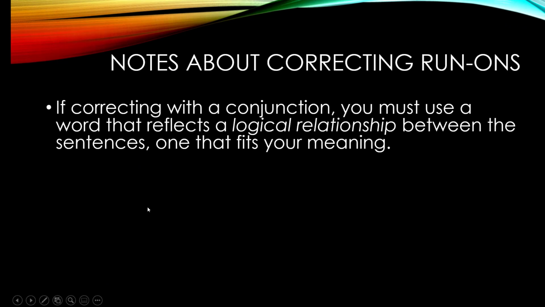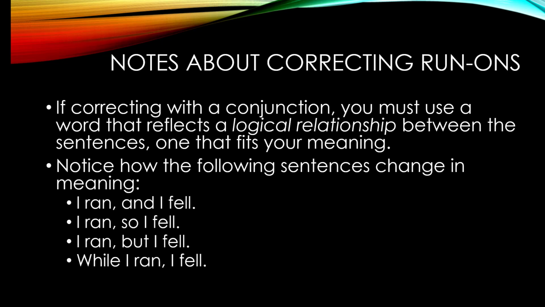Notes about correcting run-ons. If you're correcting with a conjunction, you have to make sure that the word you choose has the relationship that you need it to convey. Notice how the following sentences change meaning. I ran and I fell. That means two things just happen to be happening at the same time.